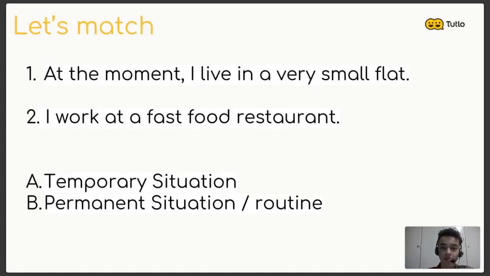So some of you have given the right answer. Number 1 is A, because we're saying at the moment. We're saying for this temporary situation, I live in a very small flat. While number 2, you are correct, is a permanent situation or a routine, right? He has a permanent situation that he's working in the fast food restaurant. That is his job. That is the routine or the permanent situation. So now you may be asking yourself, Charles, what does this have to do with the present simple tense and present continuous tense?